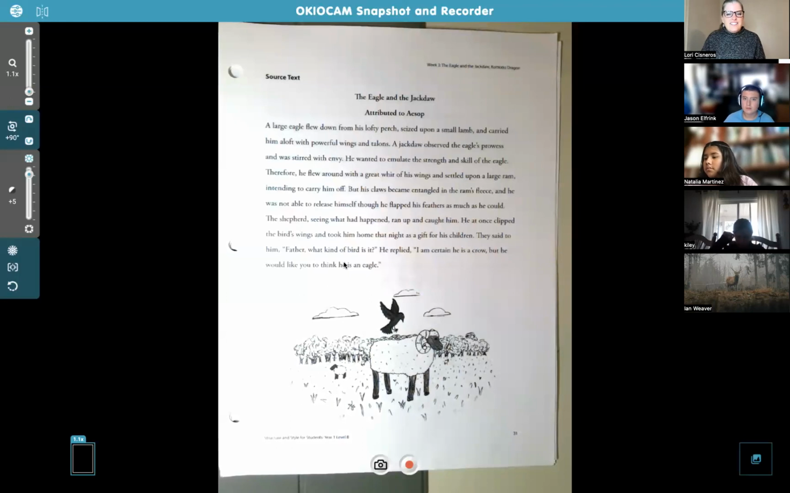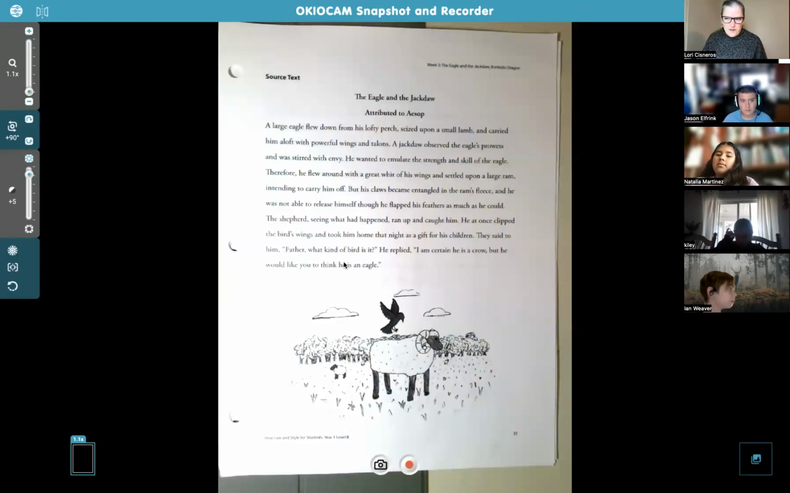The shepherd, seeing what had happened, ran up and caught him. He at once clipped the bird's wings and took him home that night as a gift for his children. They said to him, "Father, what kind of bird is it?" He replied, "I am certain he is a crow, but he would like you to think he is an eagle."